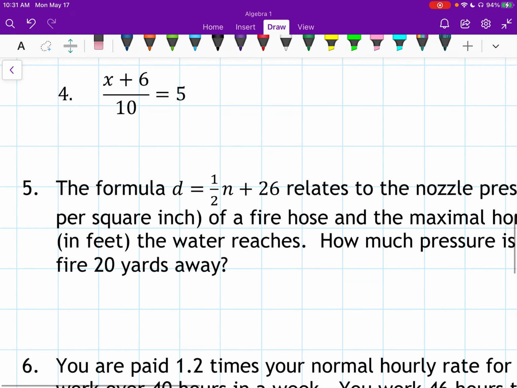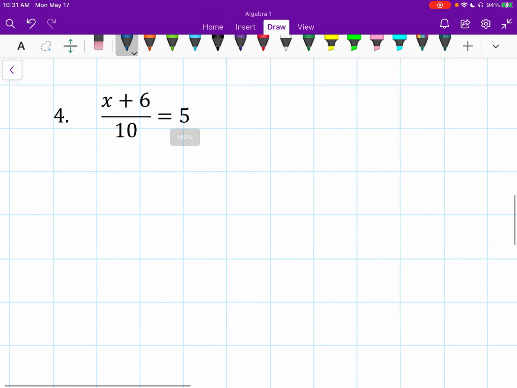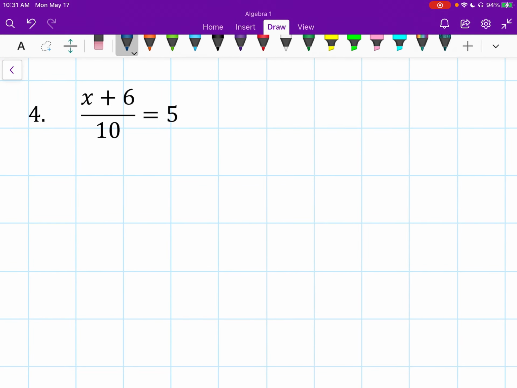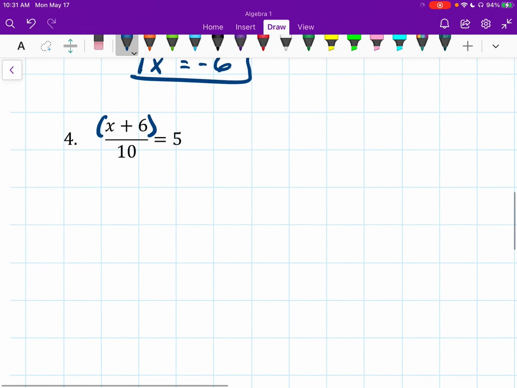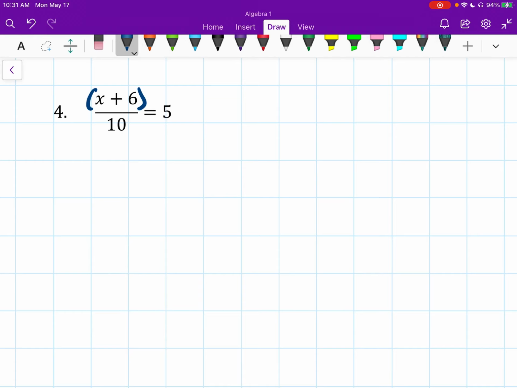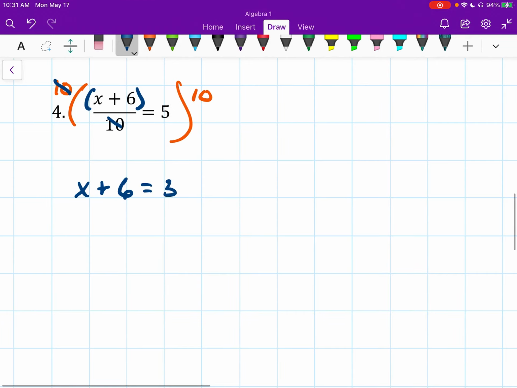Number 4. This one here is a little unique because it has the big fraction. What I would do is think about this part there as grouped together, right? That fraction bar groups it together. So to start off here, I'm going to multiply everything by 10 to get rid of that denominator. On the left here, my 10 and my 10 cancel, so I'm left with just a plain old x plus 6. And then 10 times 5 is 50. I subtract 6 from both sides, and I get x equals, what is that, 44.